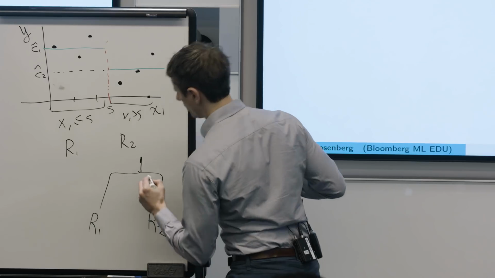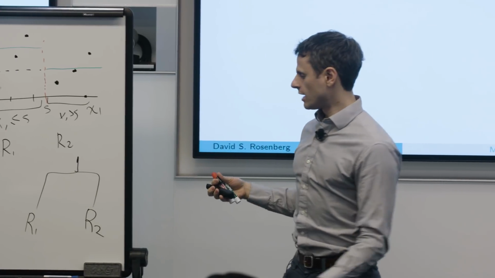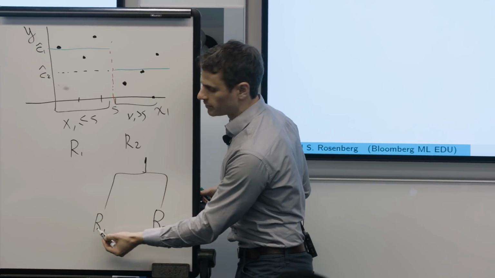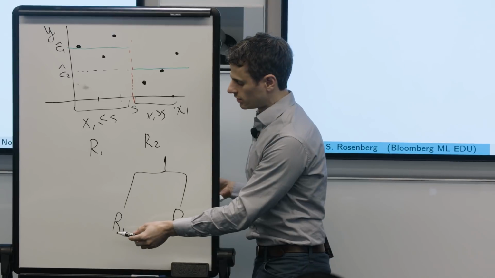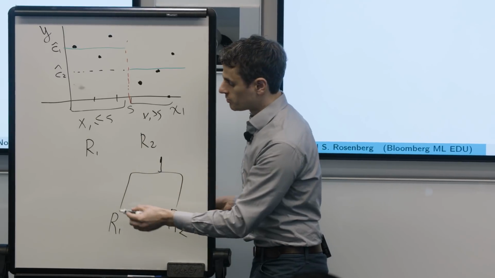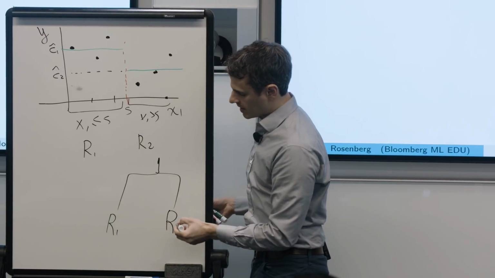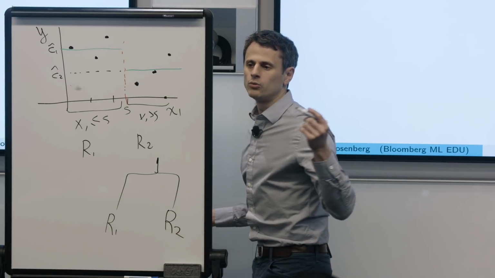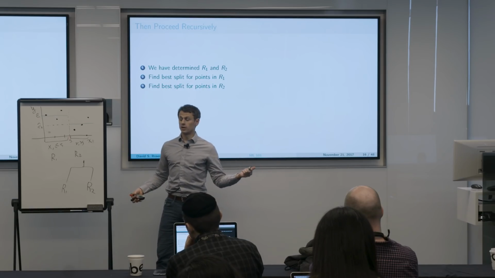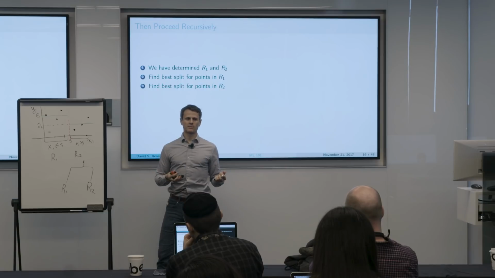All right? What now? Now we iterate. Now we find all the points that ended up in R1, and we again consider how to split it. We do the same algorithm just on the points in R1, and the same algorithm just on the points in R2, and we iterate recursively until we decide to stop splitting nodes.